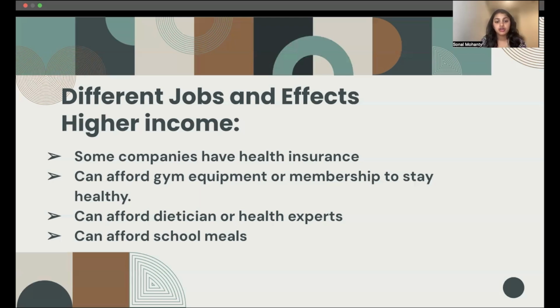Some can also afford a dietitian or health experts to help them navigate regardless of what kind of health issues they have. Another one is affording school meals for their kids. If it may be more convenient, they may be able to pay the school to give their kids a meal. And it may save them, again, some time.